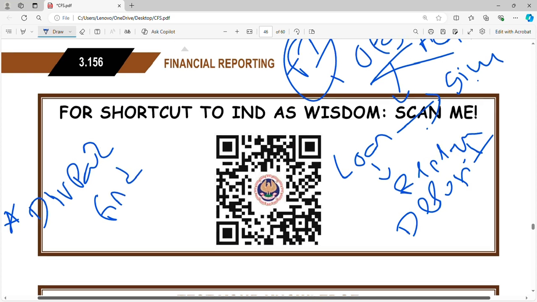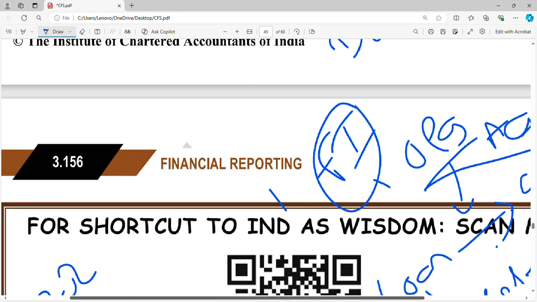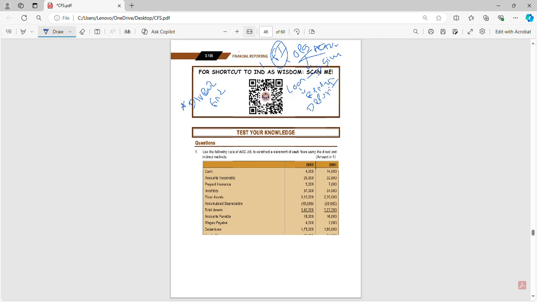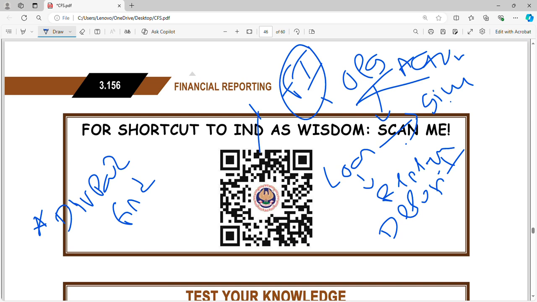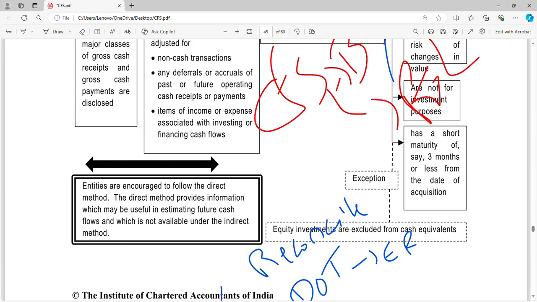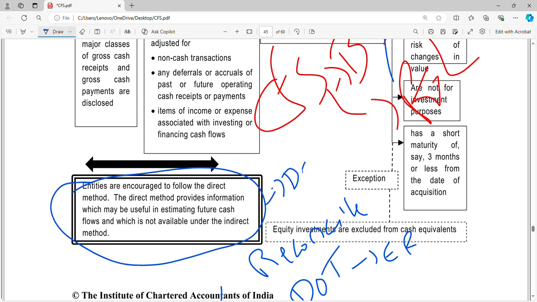Now, of the two methods we have discussed, direct method and indirect method, entities are encouraged to follow the direct method, because the direct method provides the cash flows of the entity, so it is useful for taking decisions. Using those cash flows, we can calculate the NPV. If the NPV is positive, we will take the project. If the NPV is negative, we will not take the project. So for decision making, it is useful when we use the direct method. That is related to the cash flow statement.